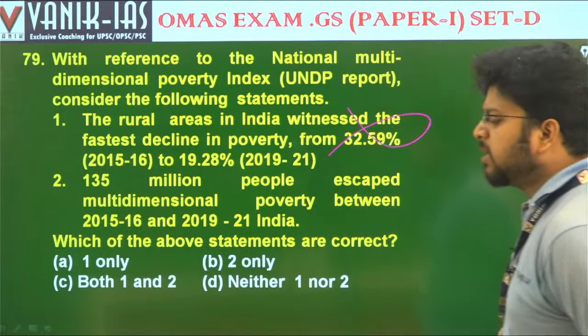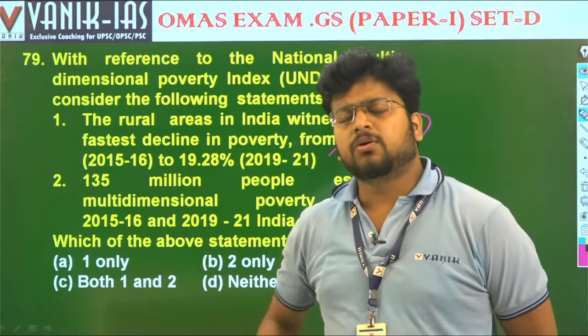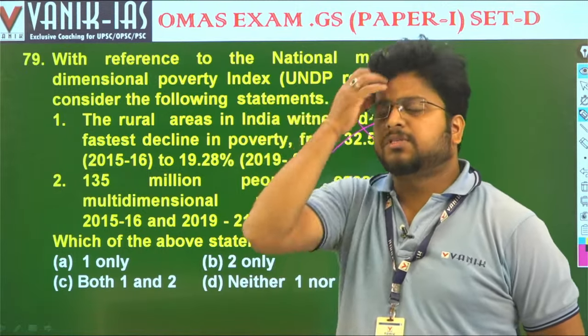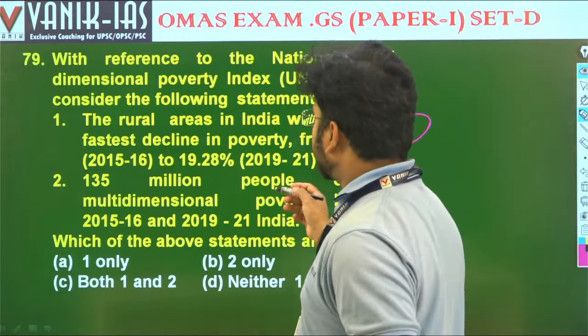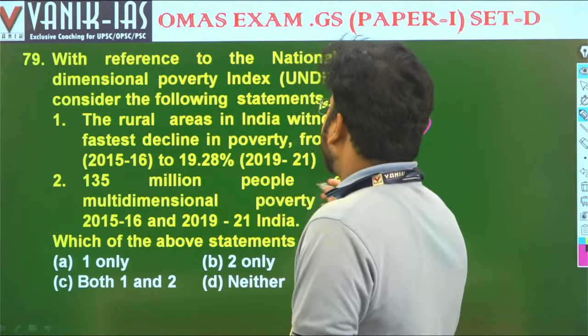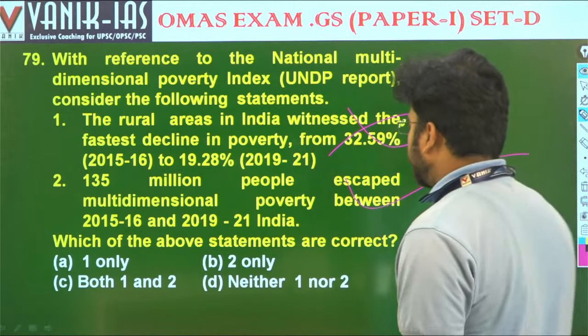You may see this in PIB. The source is PIB. Also, All India Radio is very famous. The government has promoted these things. This achievement news went very viral. 135 million people have escaped multidimensional poverty. Yes, this is right. So two only is the right answer.